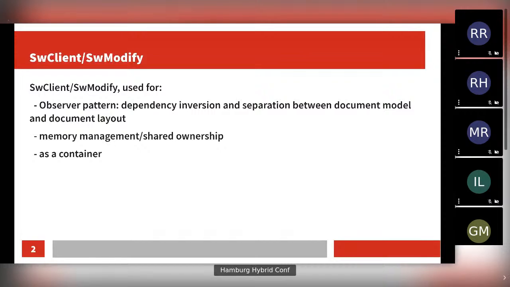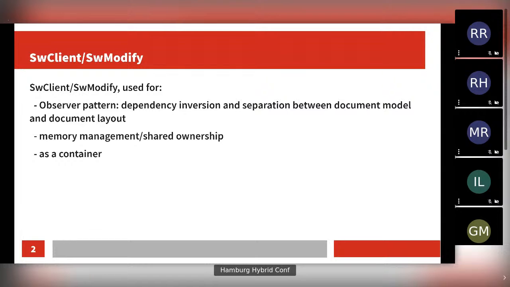So what is SW client, SW modify? Well, in the most basic form, it's an observer pattern. So you can use this for dependency inversion, which means, for example, if you have the model of the document, the model never needs to know about the layout of the document. But maybe the layout wants to know if the model changes. So how do you do that?